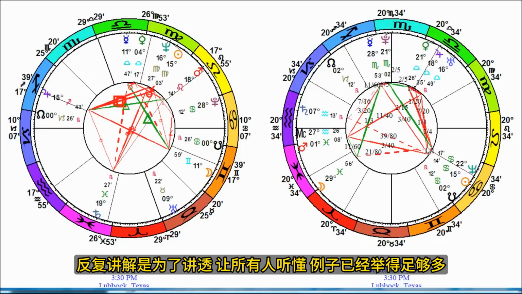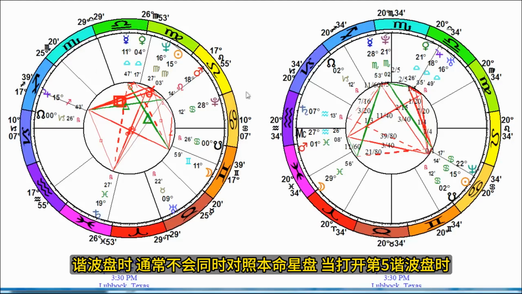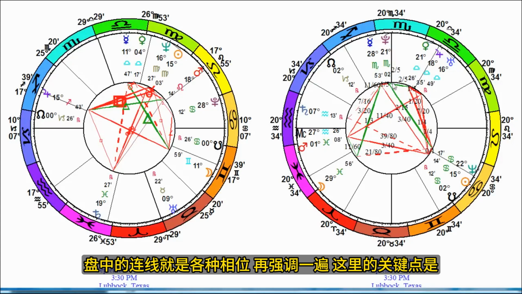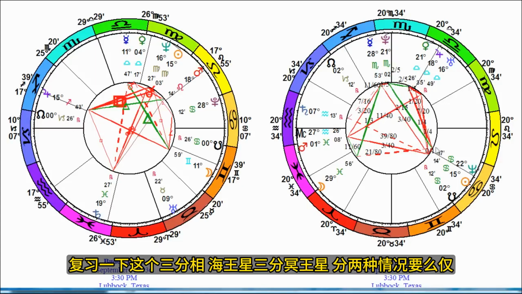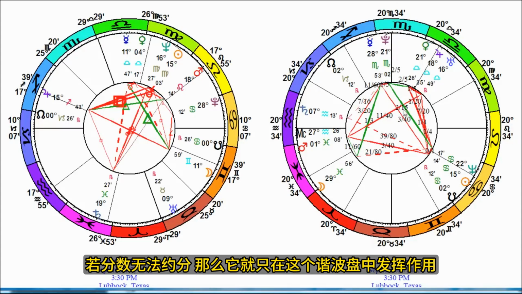So I think I'm done. I think I've given you enough examples. Final, just summarize here. What I'm saying is that you look at a harmonic chart. Usually we don't have the natal chart right next to it. You're looking at this 5th harmonic chart. You see these lines. These are the aspects. And again, here's the point, just to review this. This aspect, this trine, Neptune trine Pluto, might apply only to this harmonic, or it might apply to lower harmonics as well. How do you know? Look at the fraction, and if the fraction is only for this harmonic chart, then it applies only to this harmonic chart.